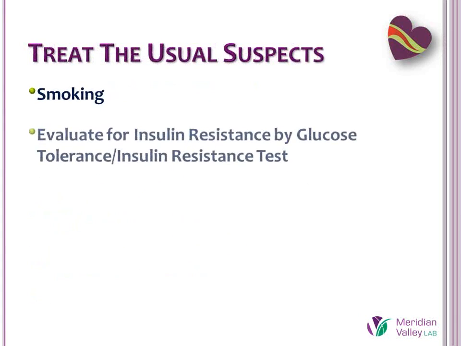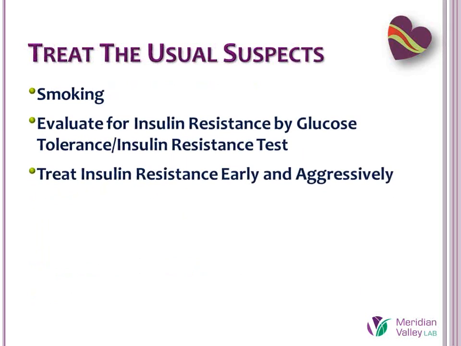signs of cognitive decline. So we want to treat the usual suspects, smoking, evaluate people for insulin resistance by a glucose tolerance insulin response test, and treat insulin resistance early and aggressively. Treat inflammation, detoxify, all the kind of good holistic, naturopathic, integrative medicine things that you would do just to improve someone's health is likely to improve their blood viscosity.